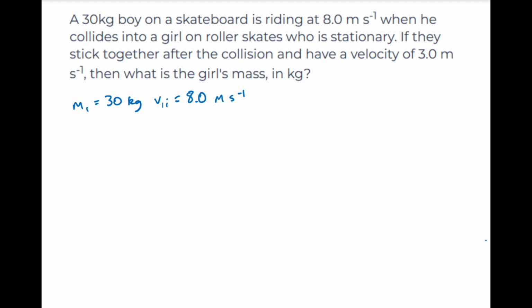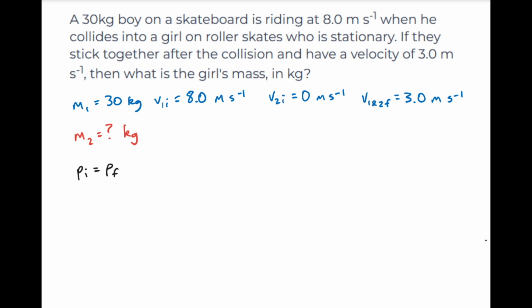The girl's initial velocity v2 initial is equal to 0 meters per second, and we've also been told that the final velocity of the two together is 3.0 meters per second. We want to find the girl's mass, so m2 equals question mark in kilograms. We will use the same momentum equation. Initial momentum is equal to final momentum.